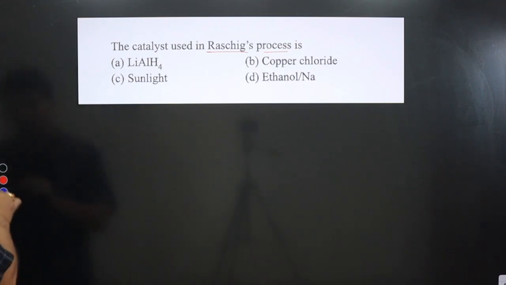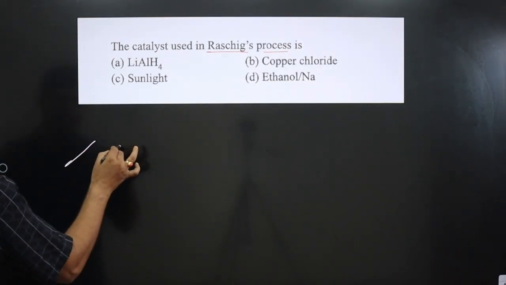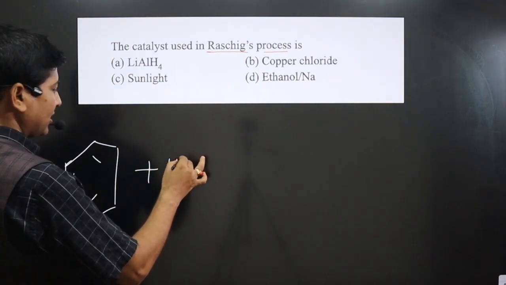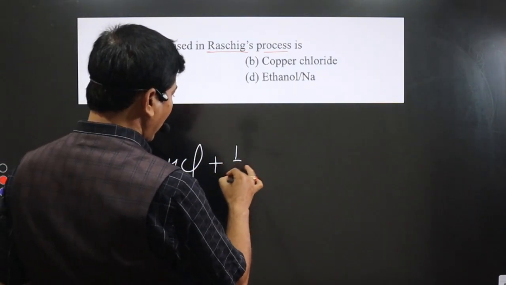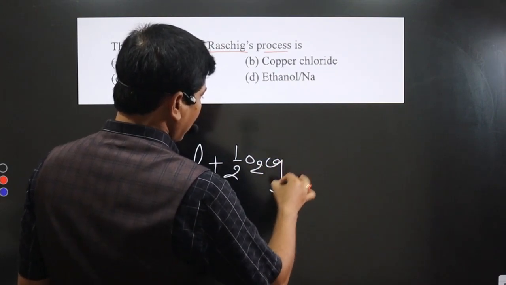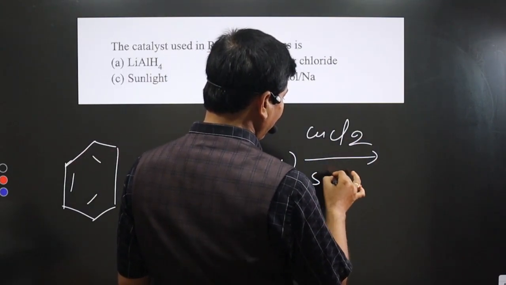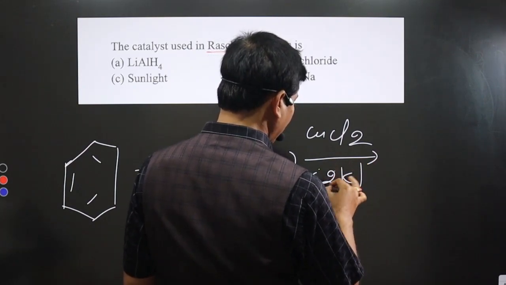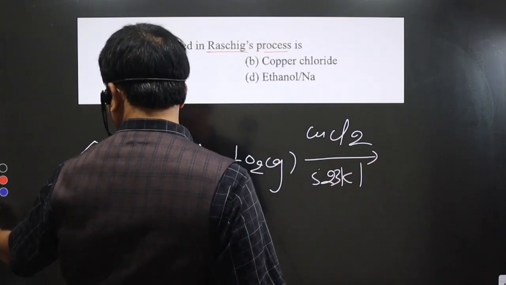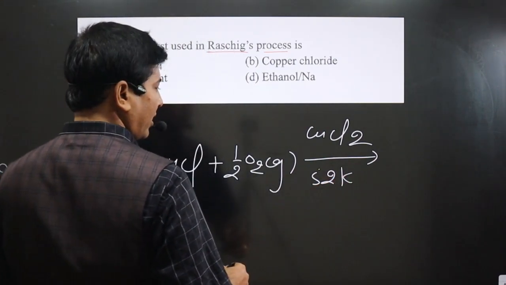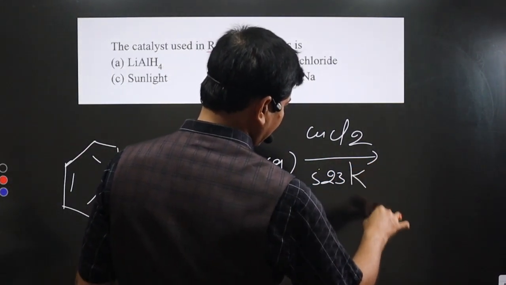We have the benzene ring, and it is reacting with HCl, and oxygen gas is also there, and we have the reagent CuCl2. A temperature of 523 Kelvin is maintained.